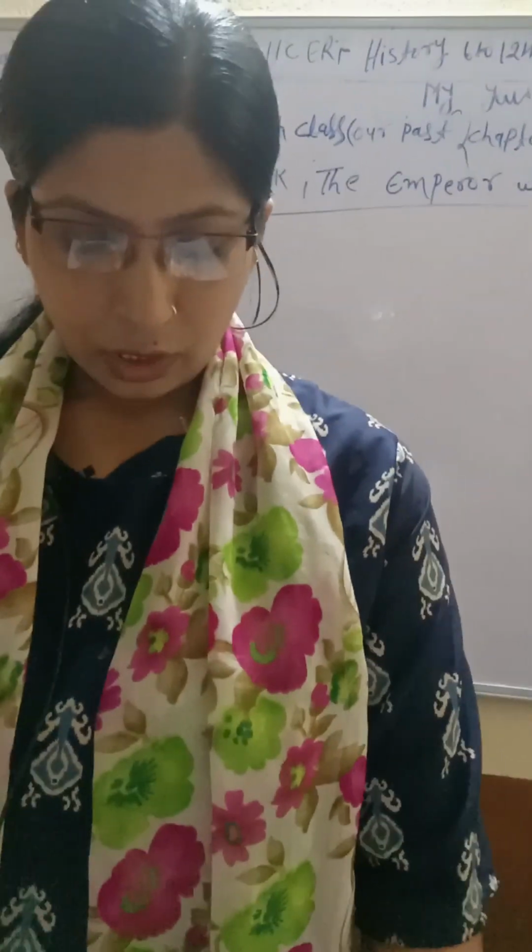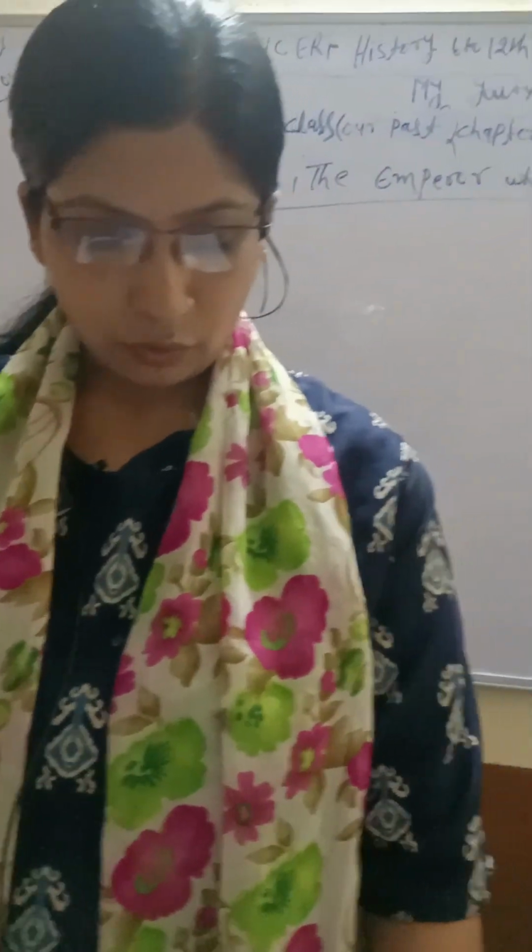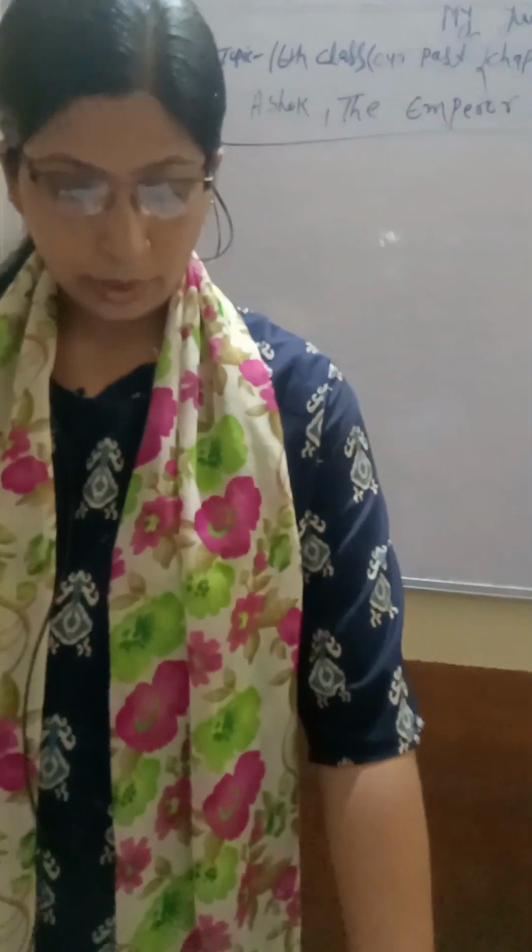So, dynasty. When members of the same family become rulers one after another, the family is often called a dynasty. The Mauryas were a dynasty with rulers Chandragupta Maurya, his son Bindusara, and Bindusara's son Ashoka. So let's go ahead.